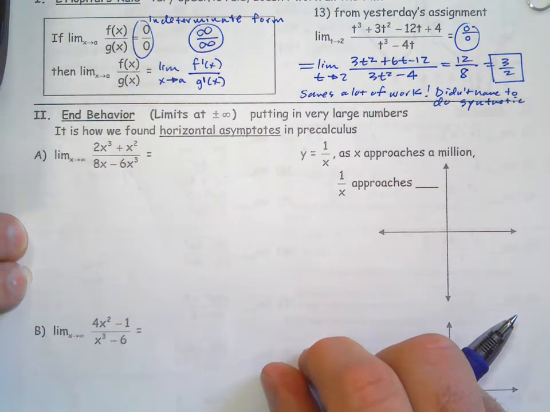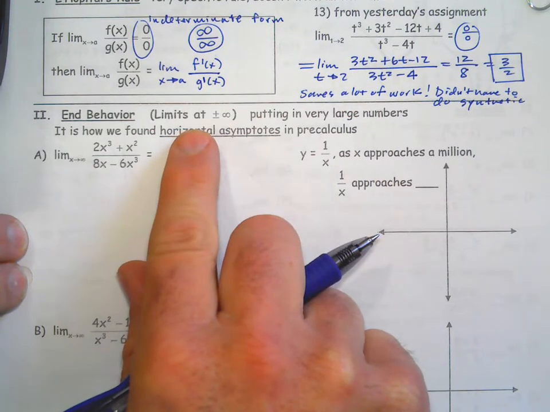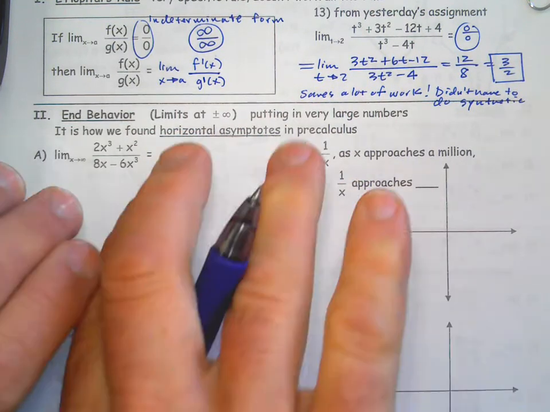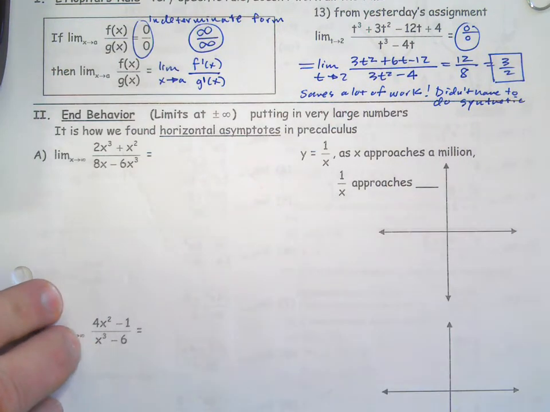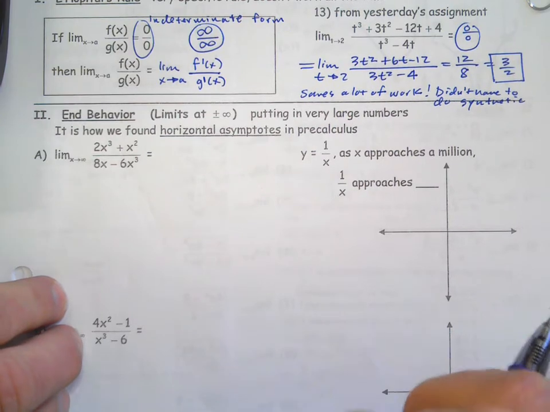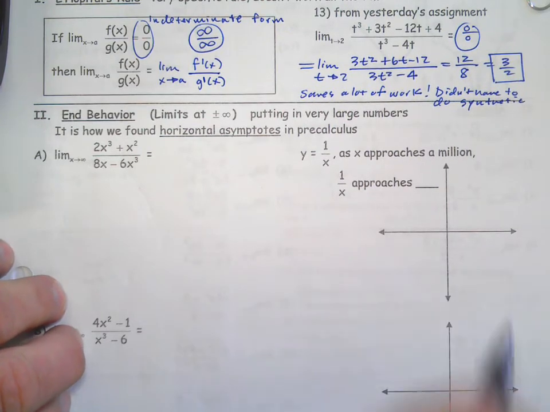So now let's talk about end behavior. End behavior is as you go out to infinity, as x goes to infinity. And they call it end behavior because it's way out at the ends. Left end, right end, we're plugging large numbers in. Okay, this is also something we can use to identify horizontal asymptotes if they exist.